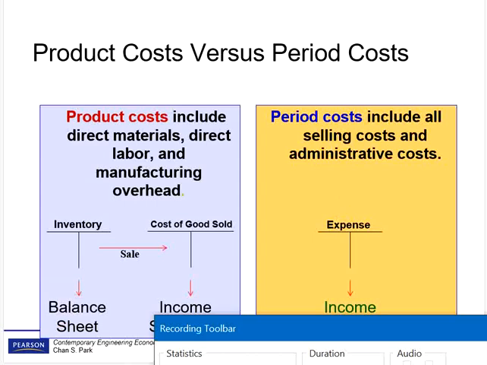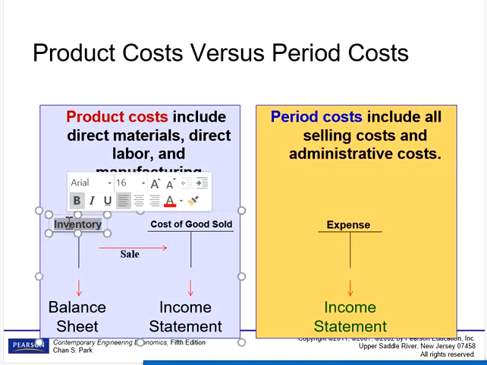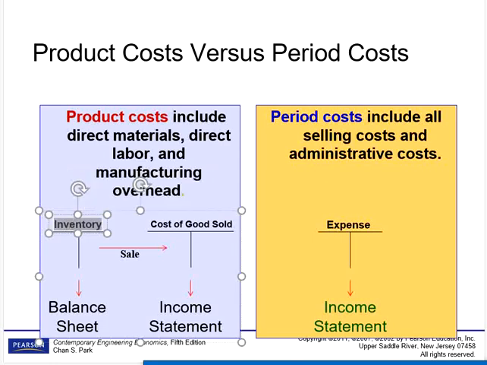So coming back to our slide here, this is the explanation of inventory. For a manufacturing company, we'll have three types of inventory, right? Raw material, work in process, and finished goods inventories.